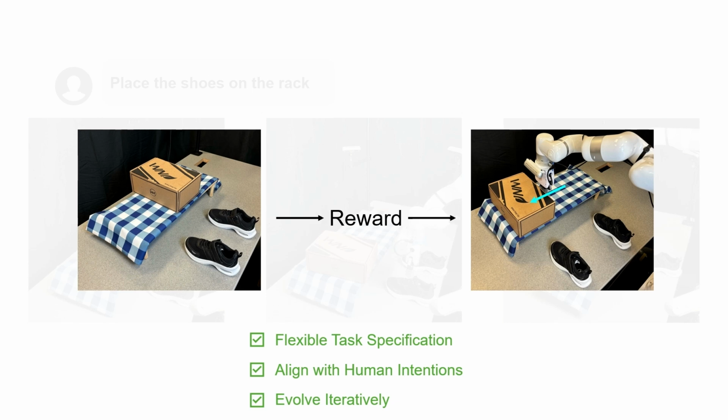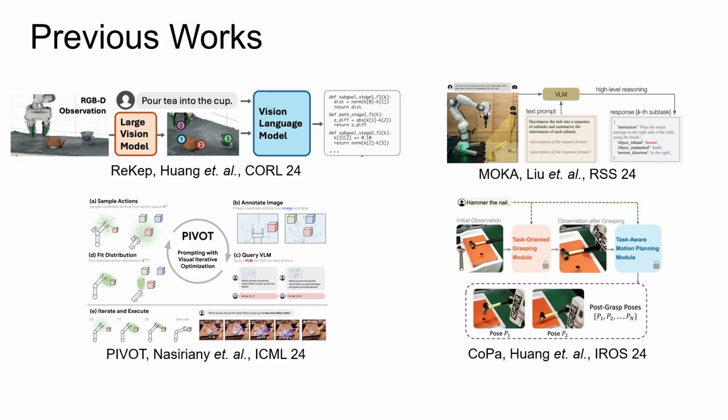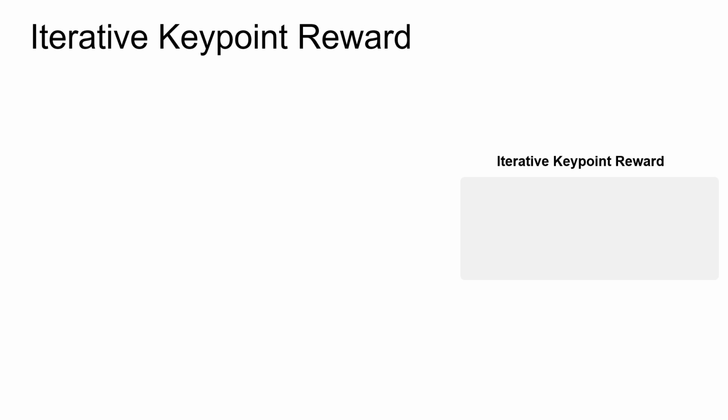Towards this end, we propose to use VLM-generated reward functions as flexible task specification. By leveraging VLMs, we align robot behavior more closely with human intentions. These reward functions are generated iteratively until the task is finished. On the other hand, previous works that employ VLMs in robotics rely on fixed task specification, often unable to adapt to changes as the task progresses. We name our reward Iterative Keypoint Reward.